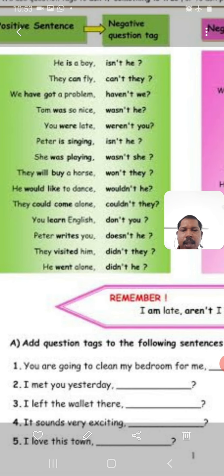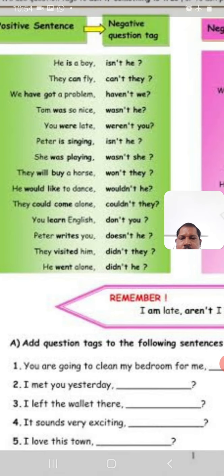I met you yesterday. What is the verb here? Met. There is no other helping verb, so we have to split it into did plus meet; the past tense of meet is met. So we will be using didn't I. I left the wallet there. Left is the past tense of leave, so we can use did. The negative is didn't I.